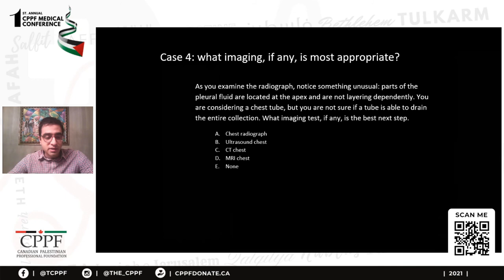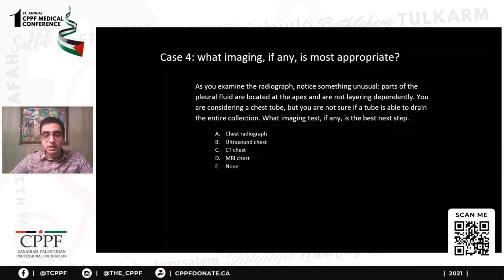As you examine the radiograph, you notice something unusual. Parts of the pleural fluid are located at the apex and are not layering dependently. You are considering a chest tube, but you're not sure if a chest tube is able to drain the entire collection. What imaging test, if any, is the best next step? Chest radiograph, ultrasound chest, CT chest, MRI chest, or none of the above? You have 30 seconds.